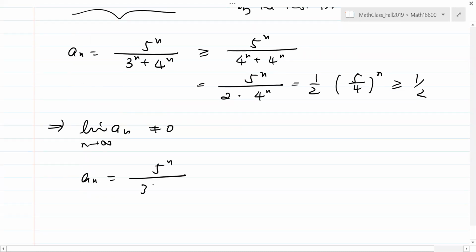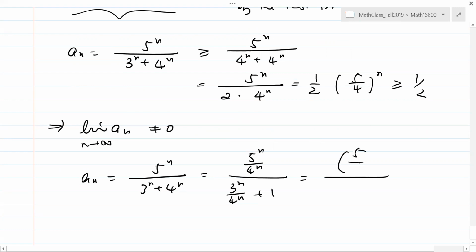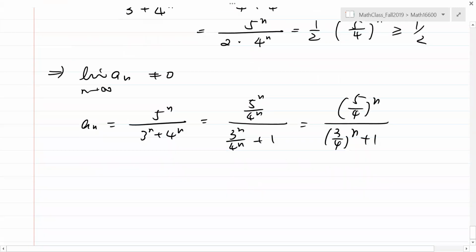So 5 to the n over 3 to the n plus 4 to the n. I divide the numerator and denominator both by 4 to the n. Right? And what I get is 5 over 4 to the power n, over 3 over 4 to the power n, plus 1. The numerator approaches positive infinity. The denominator is 0 plus 1, right? Because 3 over 4 is smaller than 1. To the nth power, you make it smaller and smaller, so it approaches 0. So the numerator approaches infinity, the denominator approaches 1, and the quotient approaches infinity.